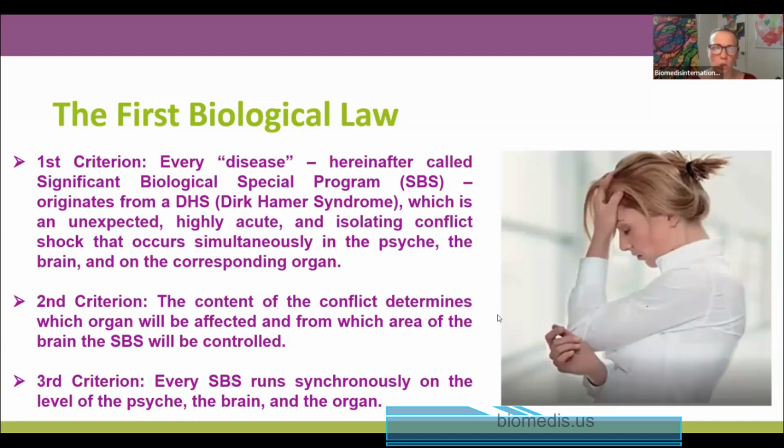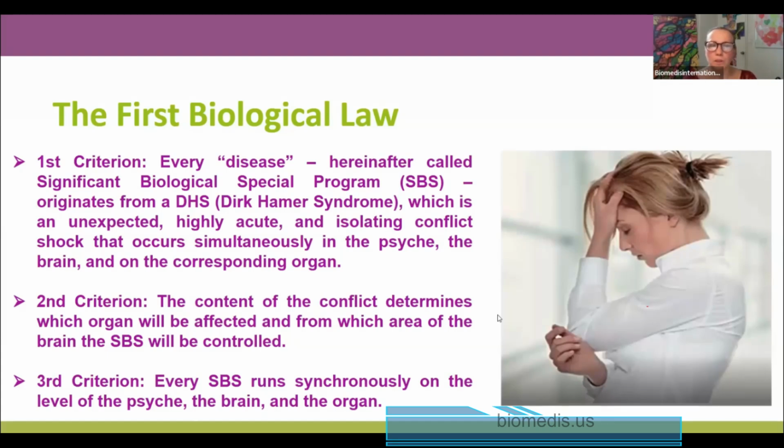The first biological law, first criterion: every disease, and he didn't like to call it disease, he called it significant biological special program, which in German has an abbreviation that reads SBS. They all originated from Dirk-Hammer syndrome, or in German it's DHS. And Dirk-Hammer syndrome he called in honor of his son. His son's name was Dirk, who was killed.